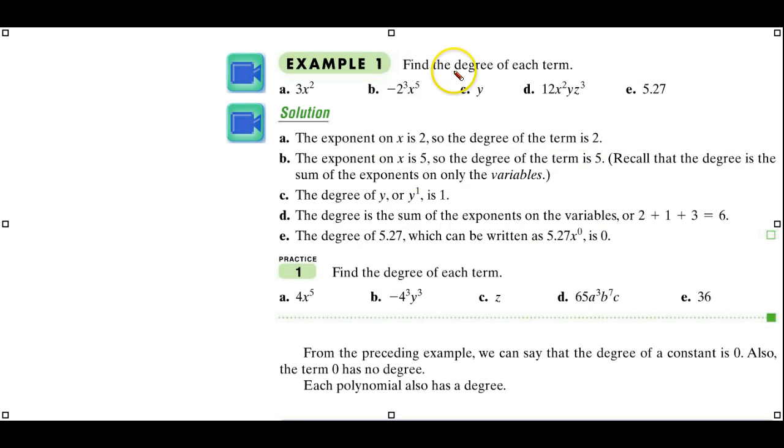Now these, again, they want us to find the degree of each term. So here, only the exponents on the variable. This would be 2. Now this is the coefficient. We're not interested in that, just the variable. This would be 5. When there isn't 1 written, there's a 1 there, so this would be 1. Here this is 2 plus 1 plus 3 is 6. Now here there is no variable, so we can think of it as x to the 0 in a way, but in a sense there is no variable there. So when there's no variable, we say the degree is 0.